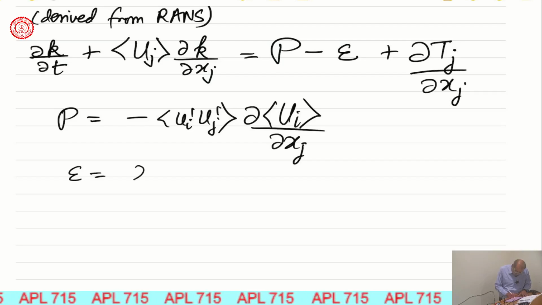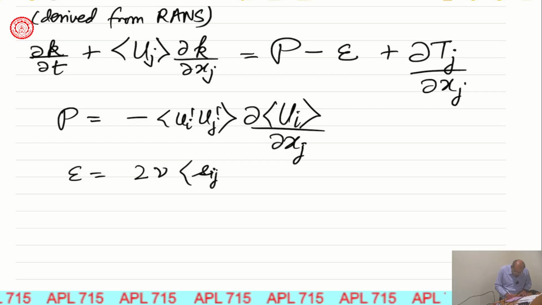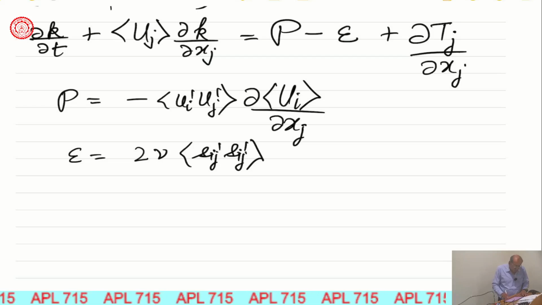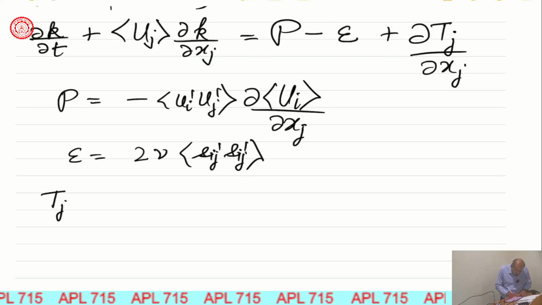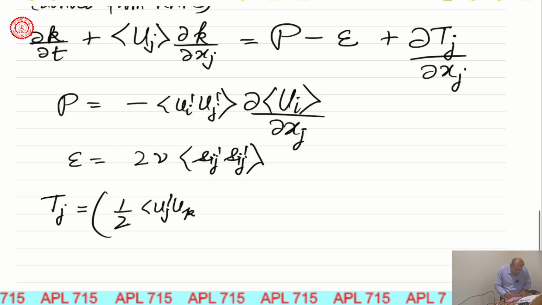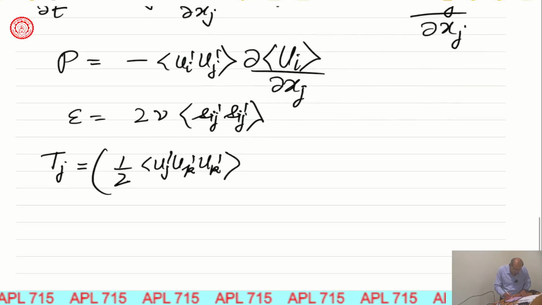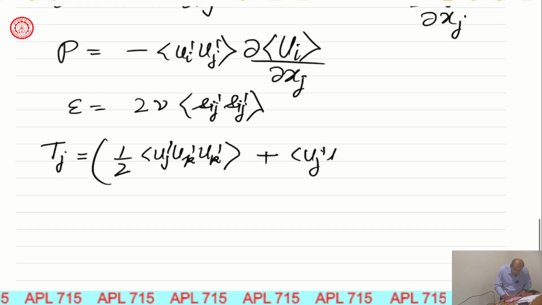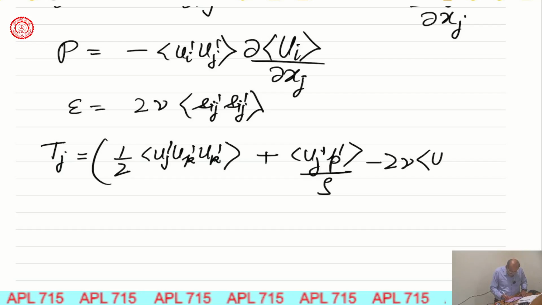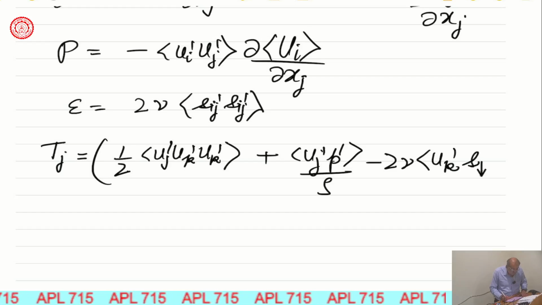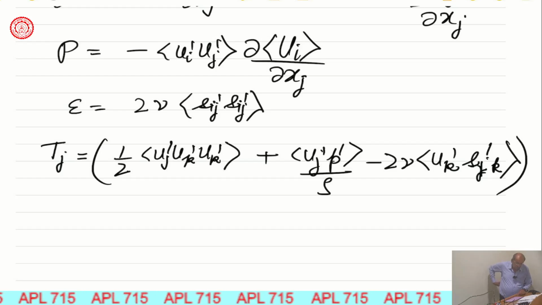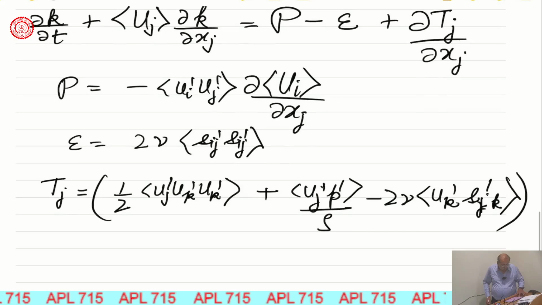Epsilon was 2 nu Sij prime Sij prime, and Tj was equal to half of uj prime uk prime uk prime plus uj prime p prime upon rho minus 2 nu uk prime Sjk prime. These were the various terms.